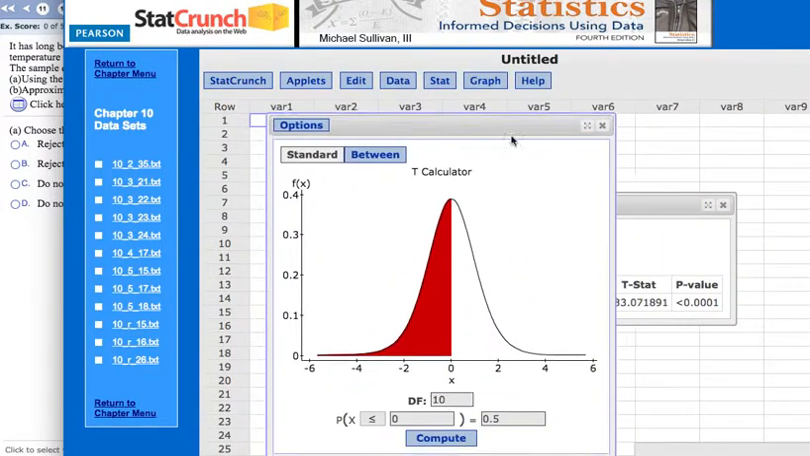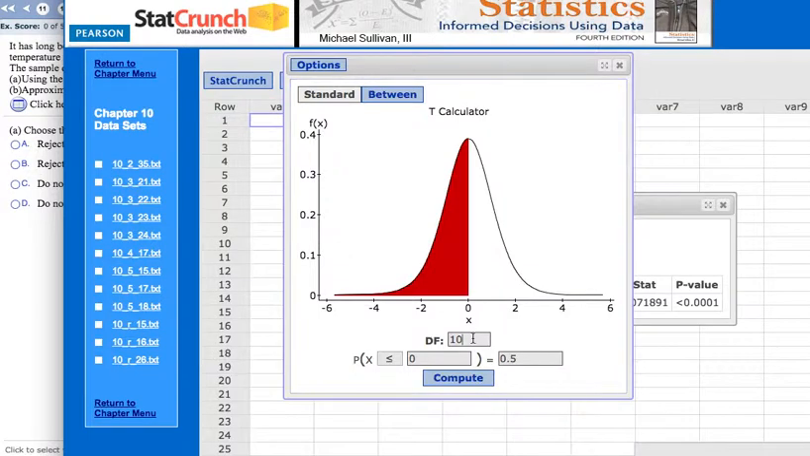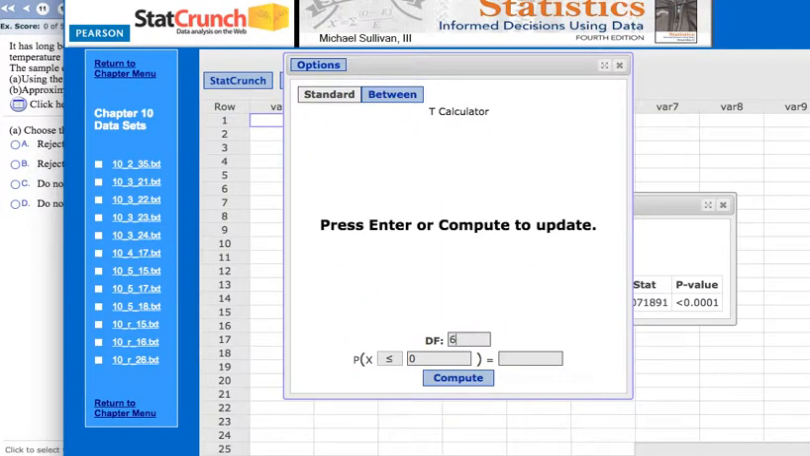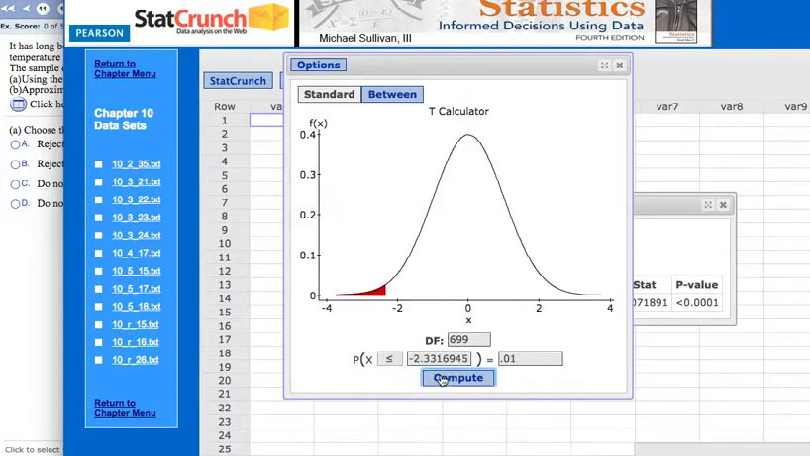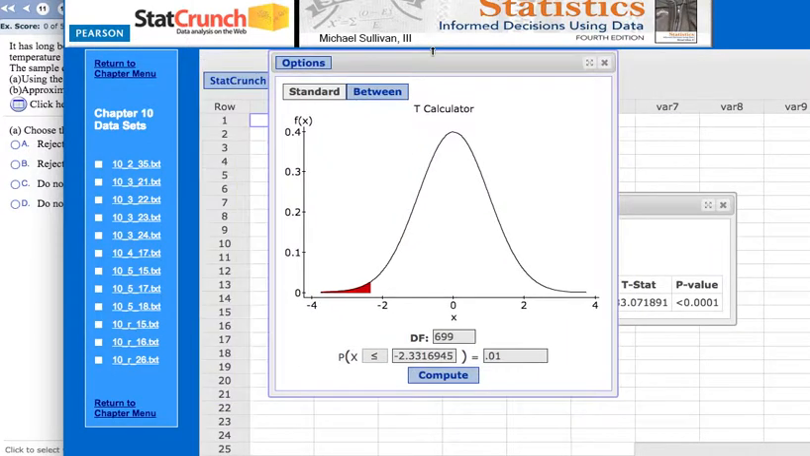So let's go ahead and use the calculator for the t stat, and then here the degrees of freedom, we just subtract 1 from 700, so it would be 699, and our alpha level is 0.01, so that's going to be what's in the tail. So here this area is 0.01, and we can see that it's negative 2.33.